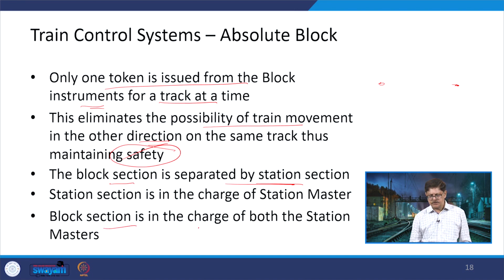Now, a block section is in the charge of both of the station masters, meaning the station master at station A and the station master at station B, which are on either side of that block. They will be talking to each other before setting the section, before locking the section or before holding the section for the movement of the train.